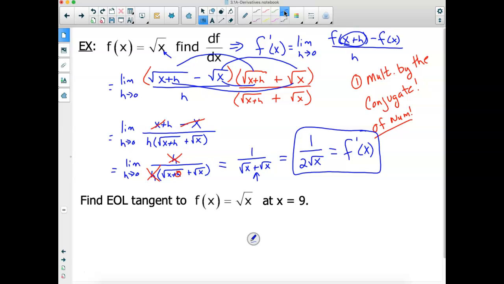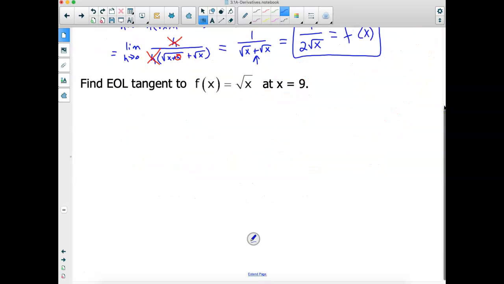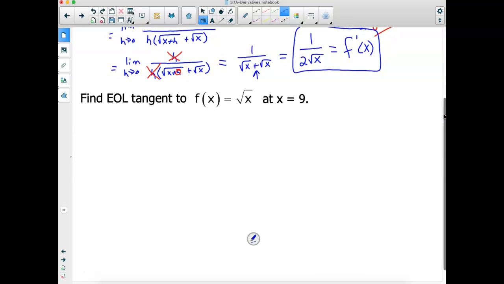Okay? This next problem, we're going to find the equation of the tangent line. Hopefully you're sick of hearing this already, but how do I write the equation of a line? I need a point, and I need the slope. And the point, if I need it at x equals 9, comes from the original function. What's f of 9? That's the square root of 9, which gives me 3. So my point is (9, 3).